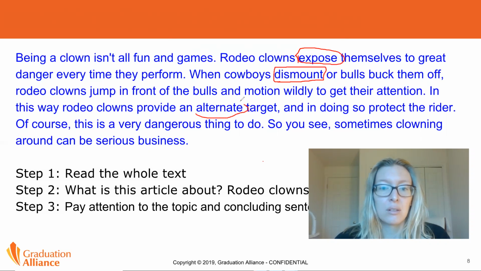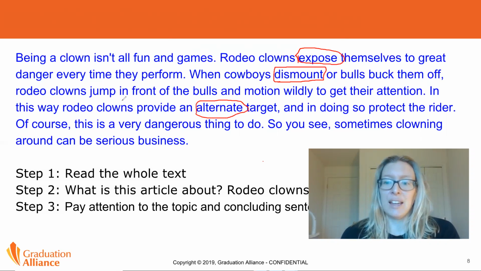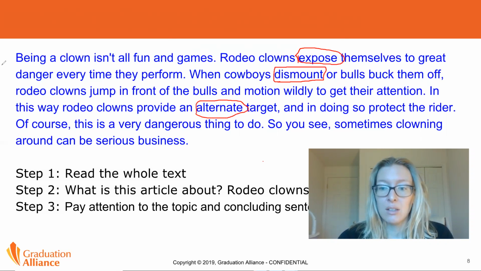Maybe this word, alternate. Rodeo clowns provide an alternate target. So that just means a different target. So if they need to protect the cowboy, they'll provide a different target for the bull to focus on so that the cowboy is safe. Okay, so we have those words.